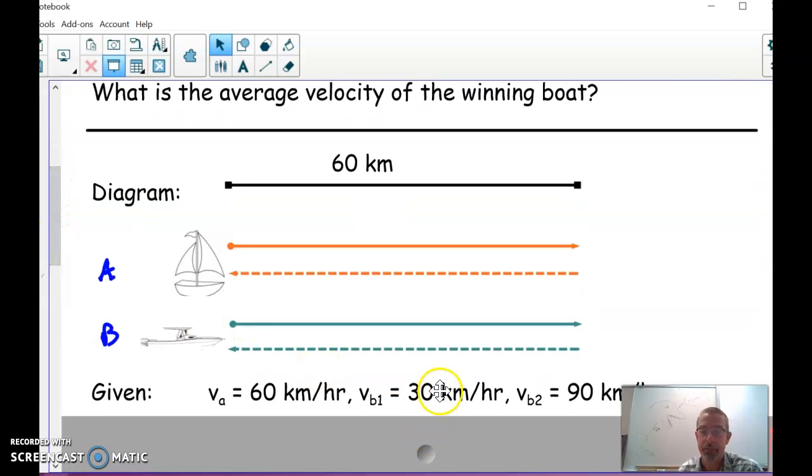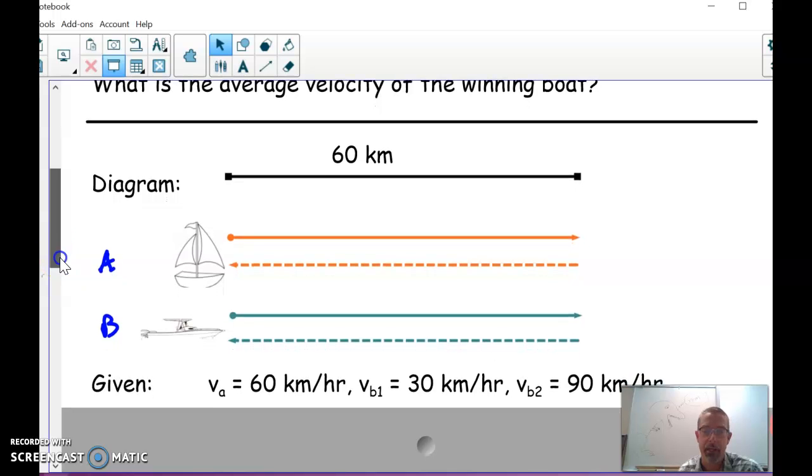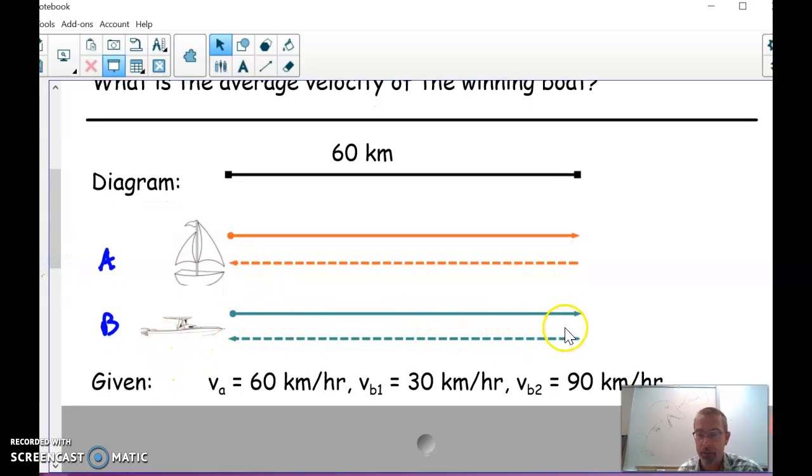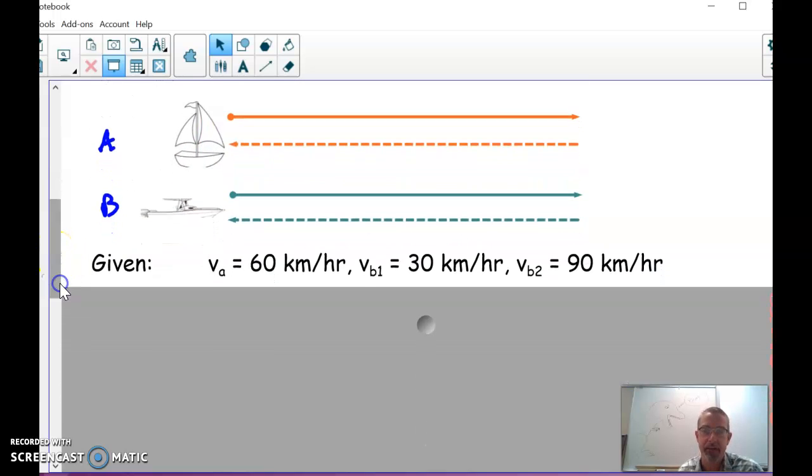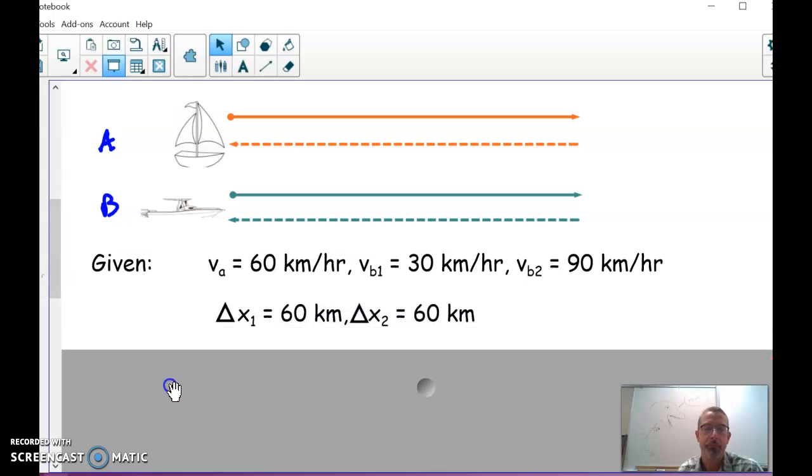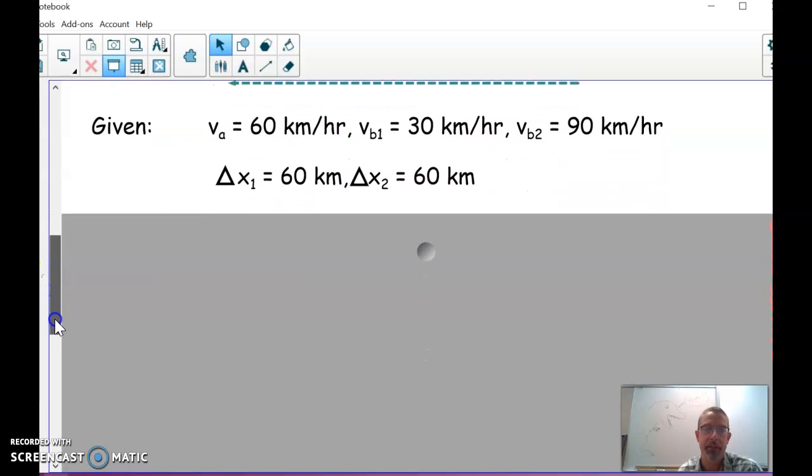Boat B travels at 30 kilometers per hour on the way there, 90 kilometers per hour on the way back. Now, the clever among you would recognize that by the time boat B gets all the way across, boat A is already back home. But that's great that you know that, but let's work through the process here. Here's my distance. My delta x1 is 60 kilometers. My delta x2 is also 60 kilometers. All of these givens were given to me in the initial word problem.